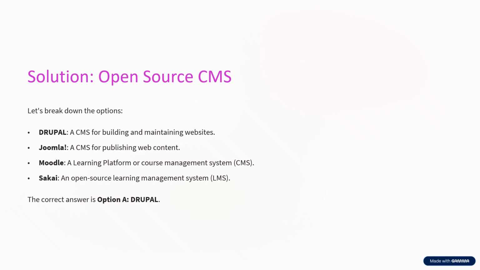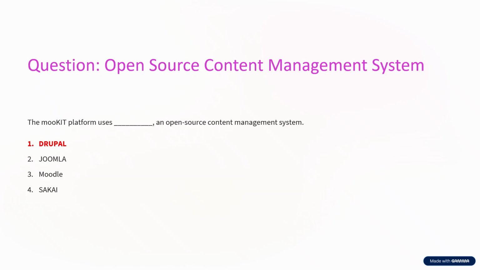Moodle is a learning platform or course management system software. Sakai is also an open source learning management system. This is not a content management system. This is a learning management system. So among all of these options, the correct answer is option A, Drupal. Drupal is open source content management system software.